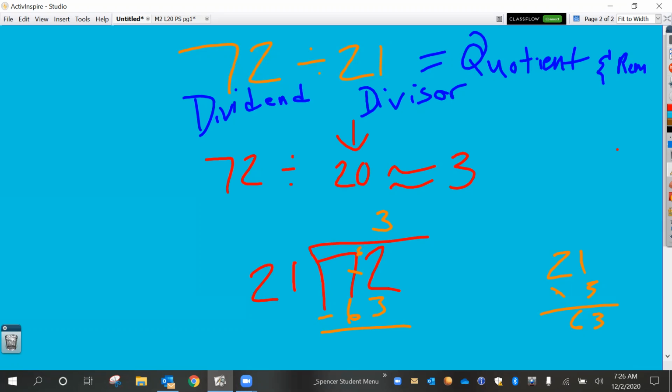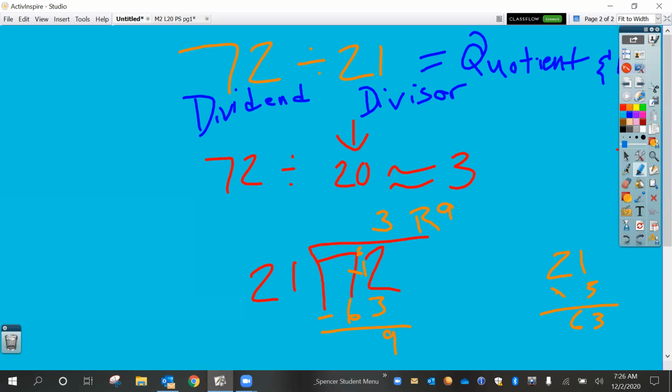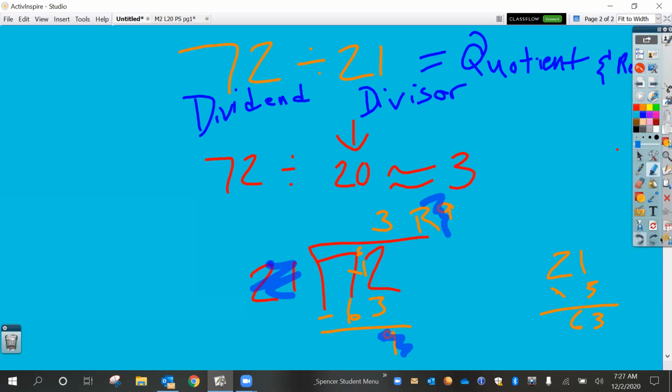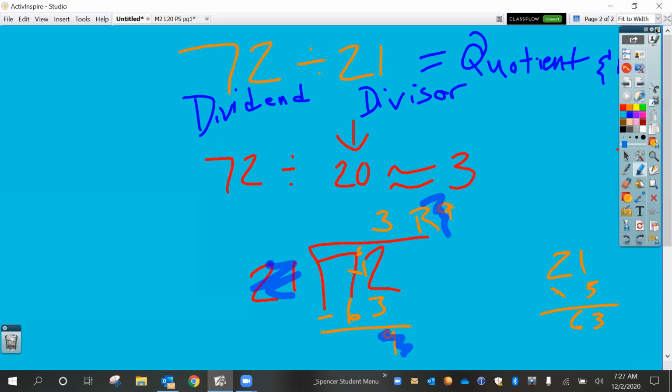So regroup from there. 12 minus 3 is 9. 6 minus 6 is 0. So I have 3 R 9. Now remember, we know that we're done because our remainder is less than our divisor. If our remainder was more than our divisor, that's our clue that we're done dividing.